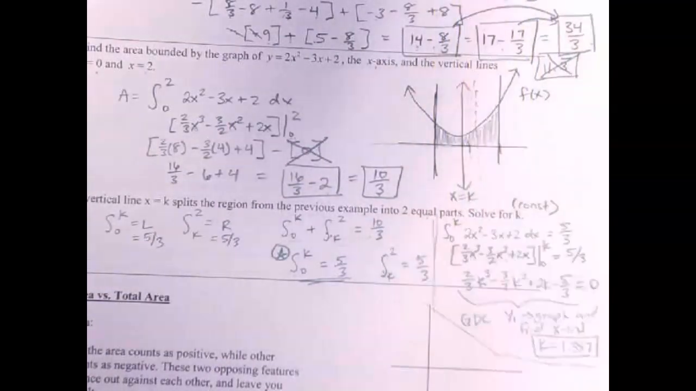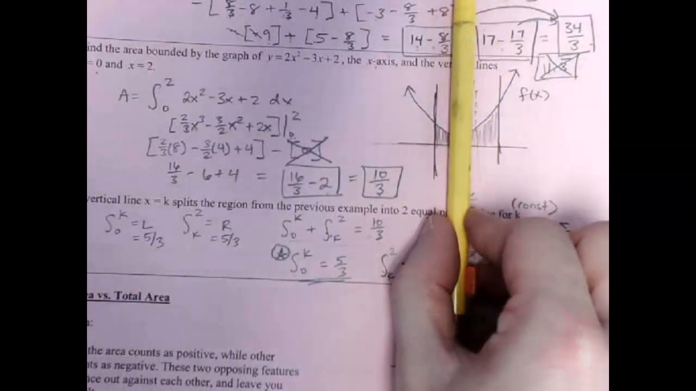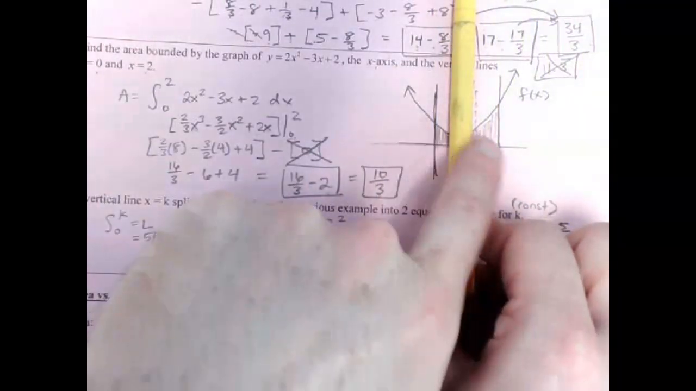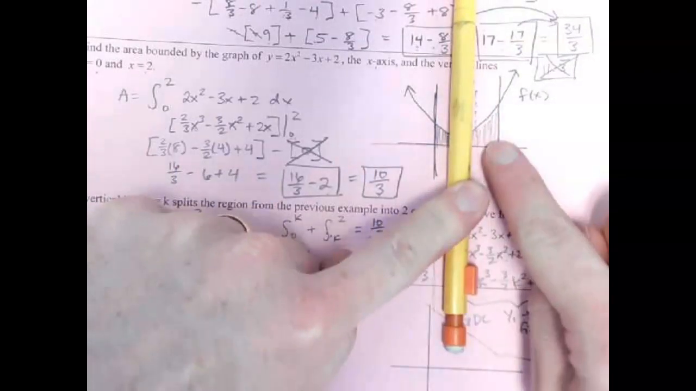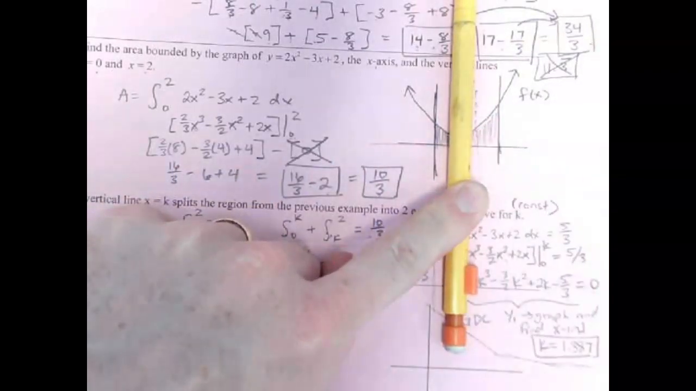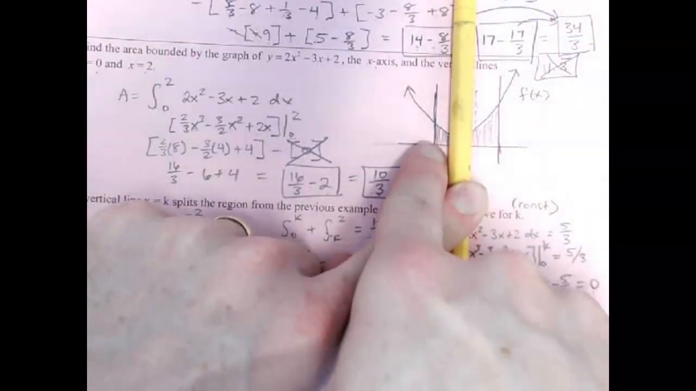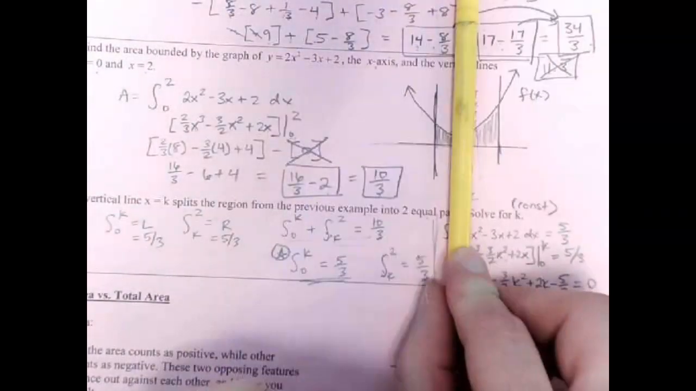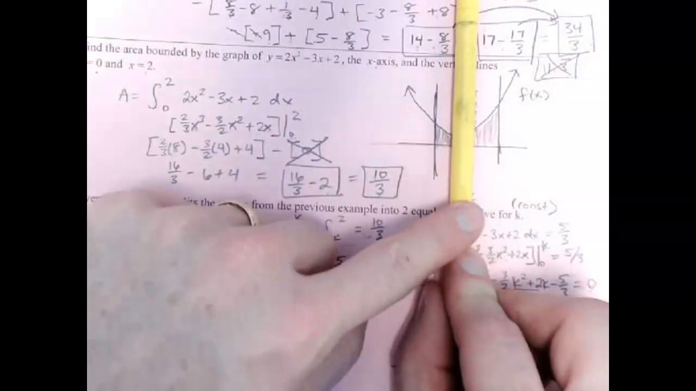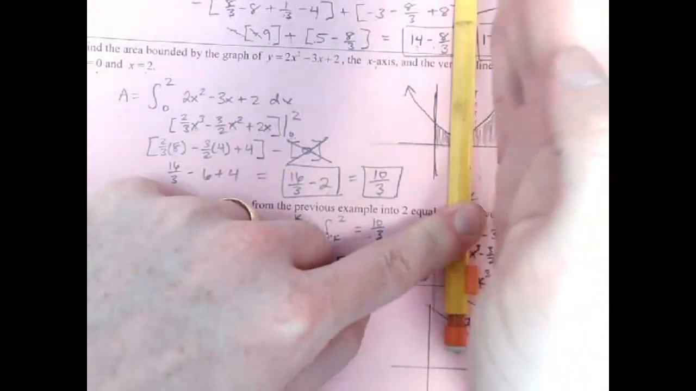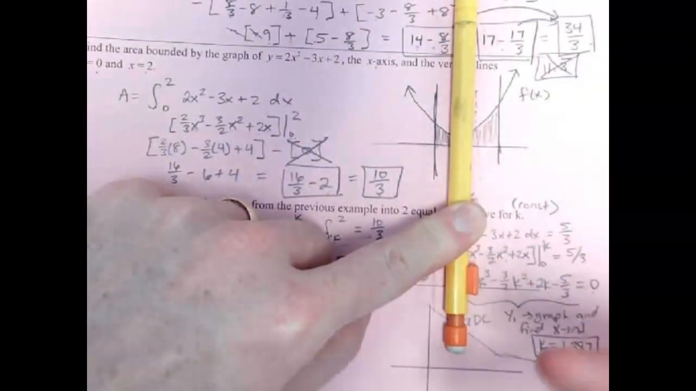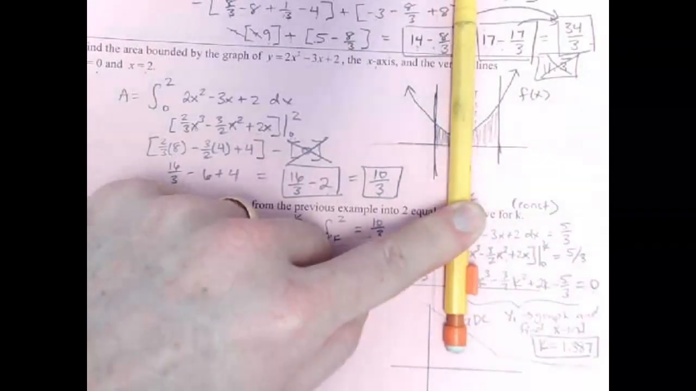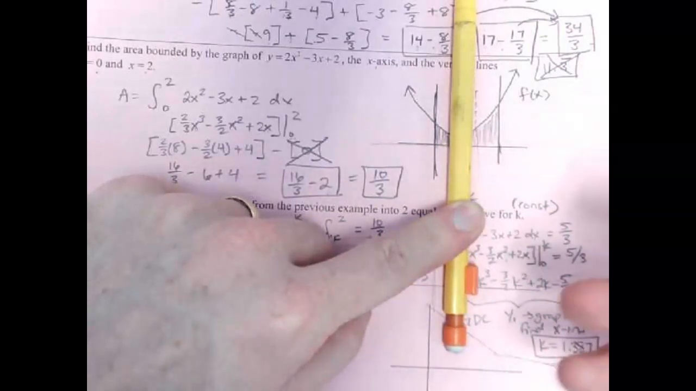Maybe you have it so that the vertical line is going to split it so that 1/3 of the area is on the left, and then 2/3 of the area is on the right. Well, if you know the total, take that total, divide it by 3, and then you could go from your left side to your k and set it equal to 1/3 of the total. Or you could go from your k to your right side, and then that would be equal to 2/3 times the total. If you know the total, you can find any proportion or any percentage of the total.